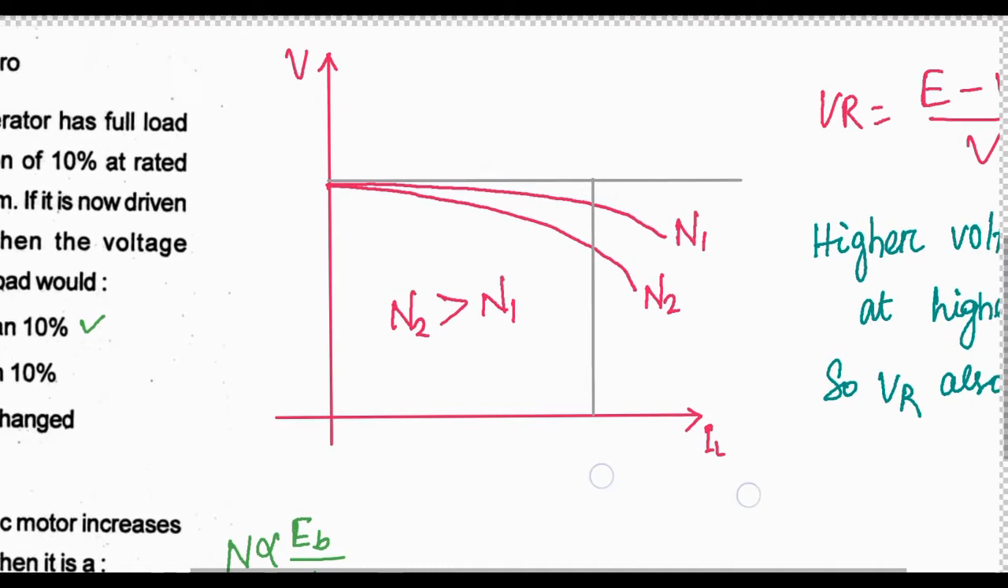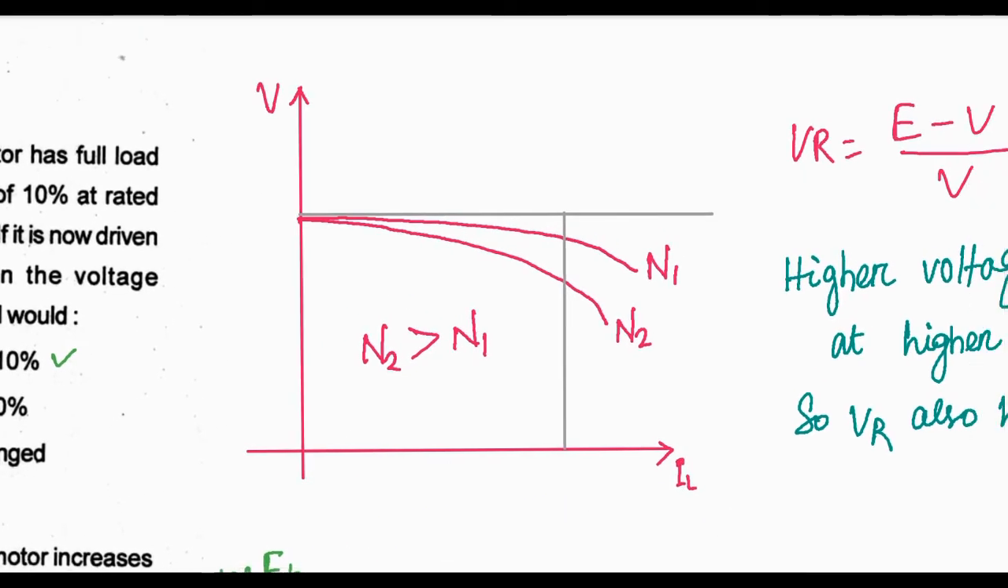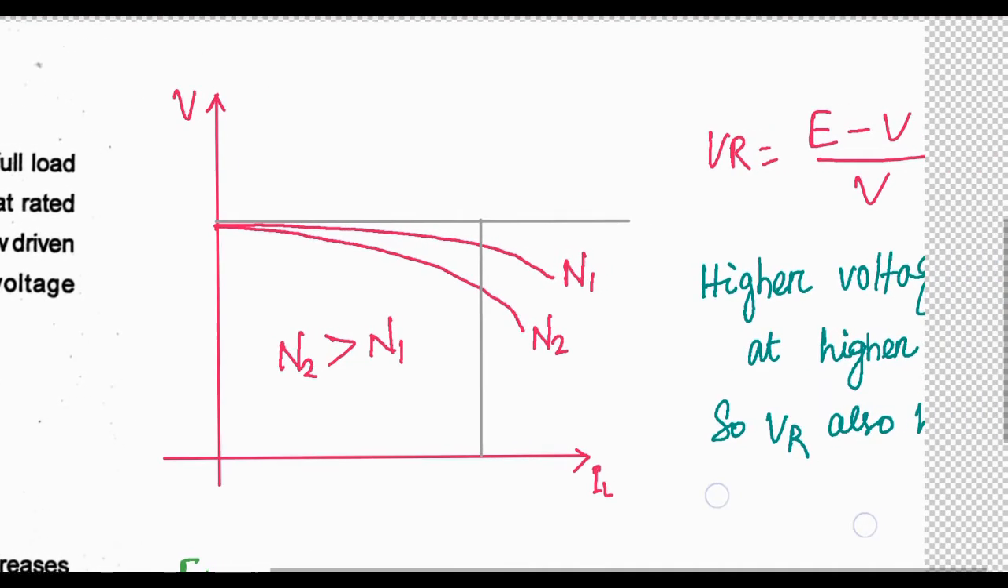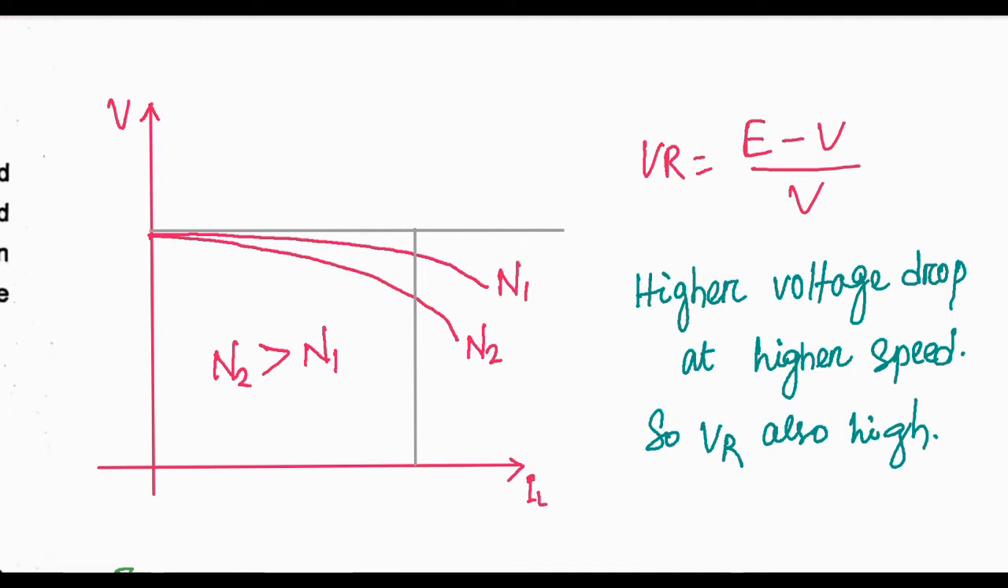This is the external characteristic of a DC shunt generator, and what is the voltage regulation? Voltage regulation is given by (E minus V) by V. E is the no load voltage, V is the full load voltage. Here, this part is the voltage drop between loaded and no load condition. As this is high, voltage regulation will be high.